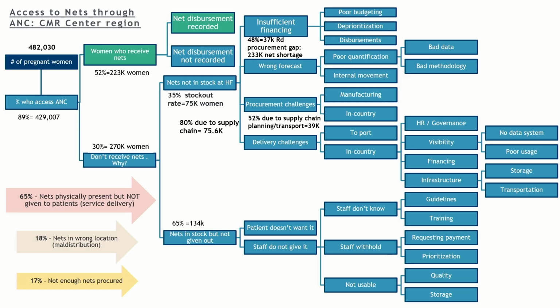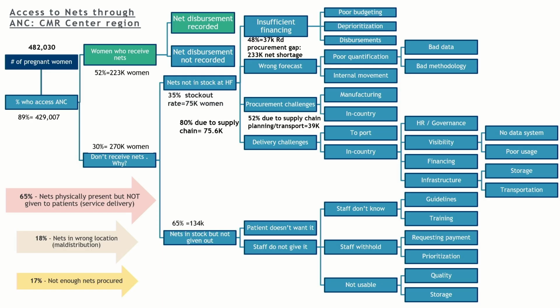In this case, what we can know is around 65% of the nets are present, but not given to patients. So it's a service delivery challenge, which means if we're really tight on our budget or resources and we want to maximize our impact, that may mean that we want to only focus in facility at that very last mile distribution section. That may be because of training or guidelines or a different understanding of prioritization between ANC and EPI.